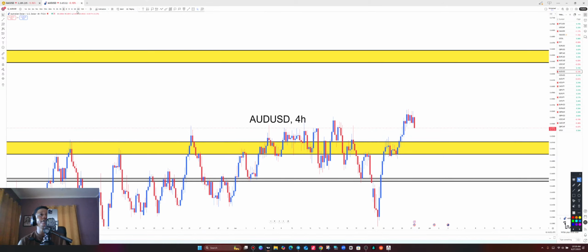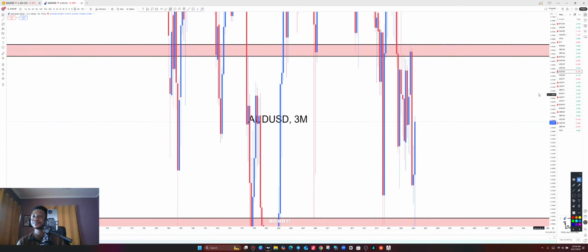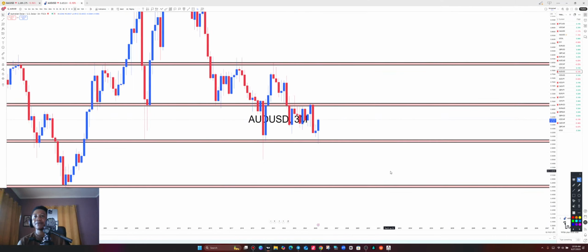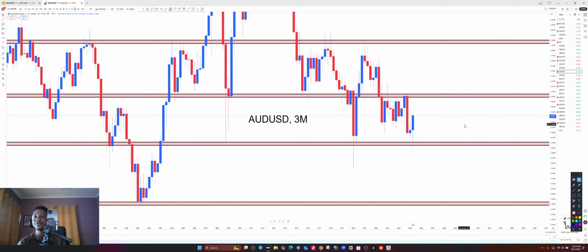All right, so AUD USD by Credomis Production. Let's start the analysis on the 3 months time frame. All right, so this is the 3 months time frame of AUD USD. Now, AUD USD on the 3 months time frame, let's put meaning into it. We have the upper zone, the mid-range zone, and then the lower zone over here. What has happened on the 3 months time frame?